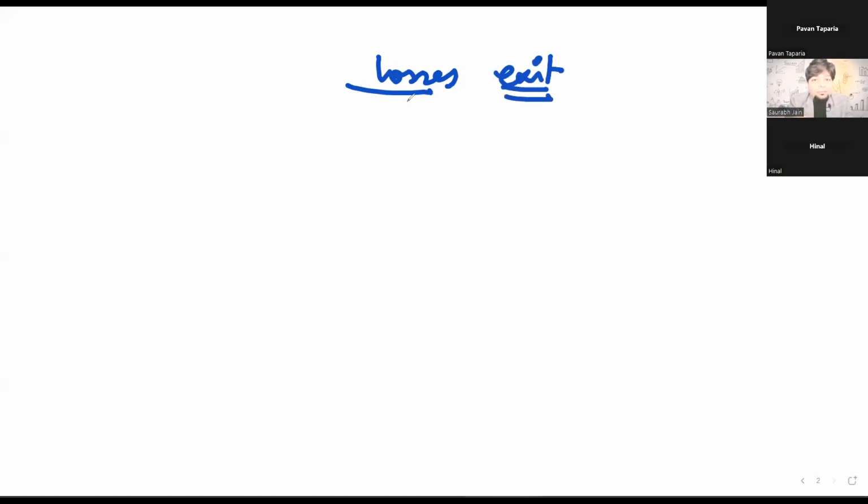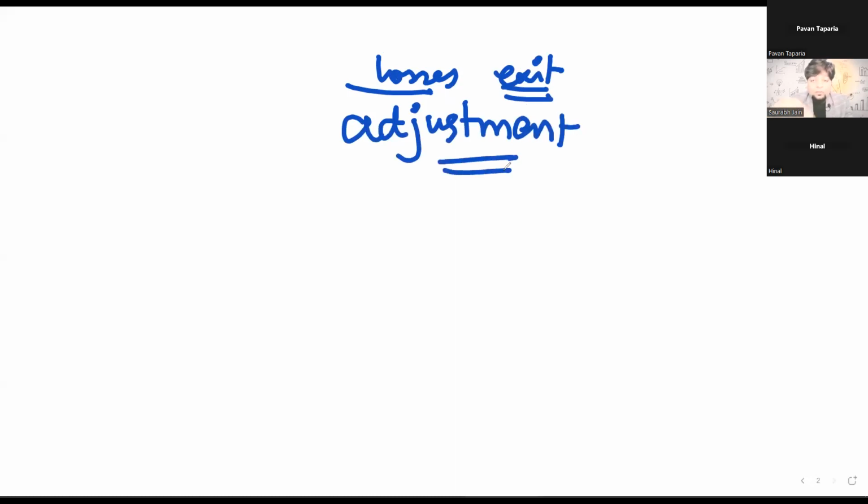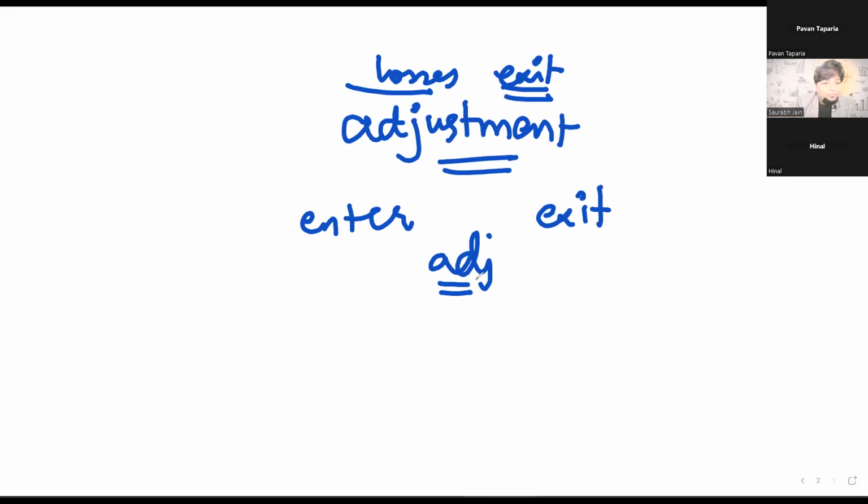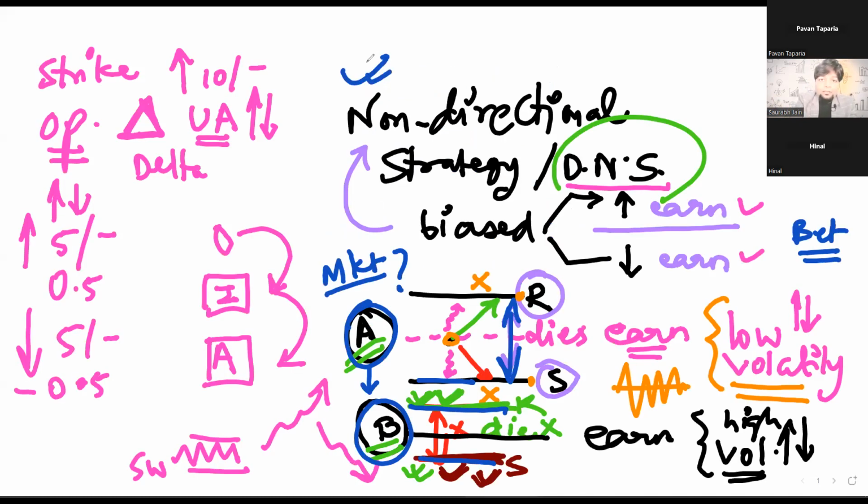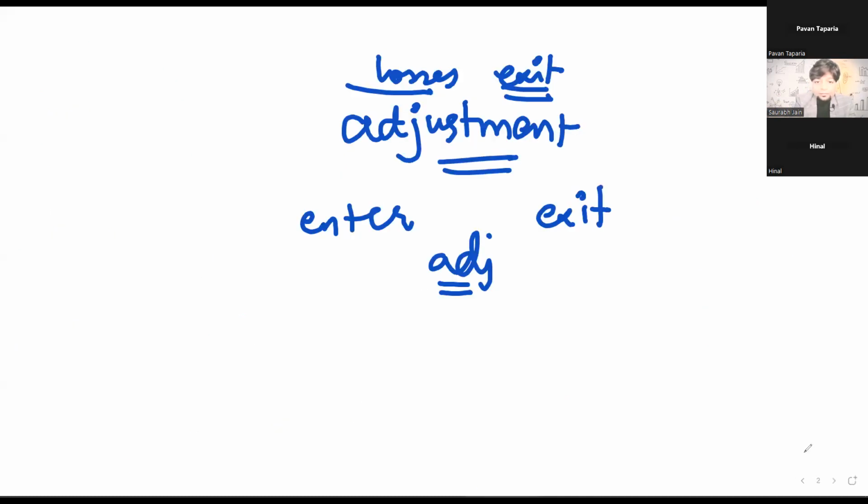But till the time you're not exiting, you should do something which is called adjustment. Adjustment is a very advanced topic in options. Most of the people know how to enter or exit, but very few know how to adjust your positions and not to exit. So there is a method by which you have to ensure that if you are delta neutral from the beginning, you stay delta neutral till the end.